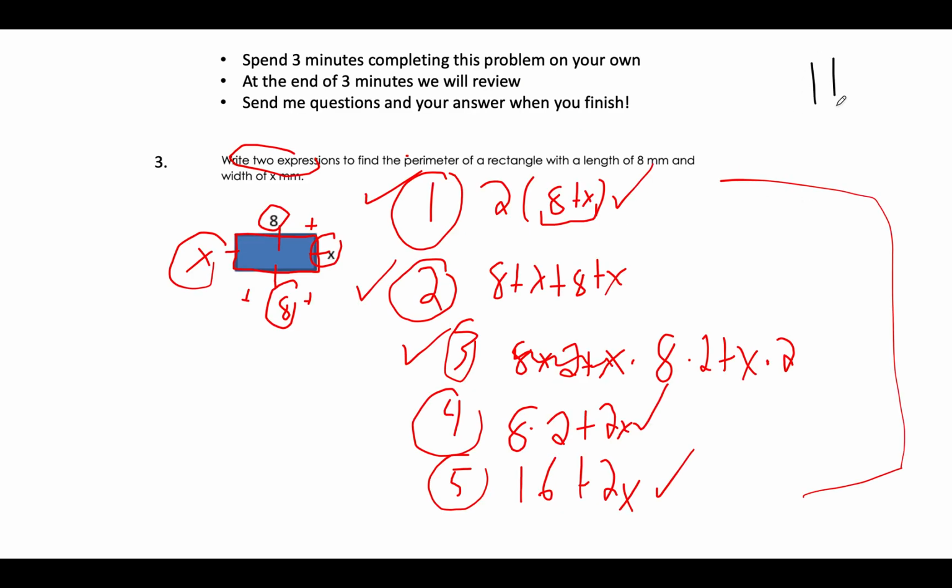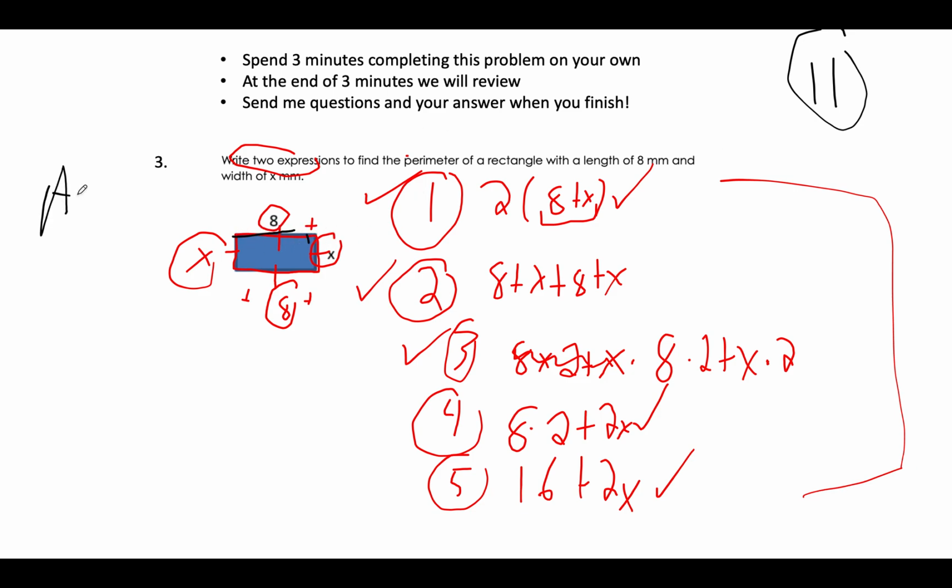Question number 3, I want you to pause and see if you can understand why we got the answers that we did. I'm assuming we've now looked through the problem and tried to understand it, and our problem says the following. Write two expressions to find the perimeter of a rectangle with a length of 8 millimeters and a width of x millimeters. So to find perimeter, we need to add together all the sides.